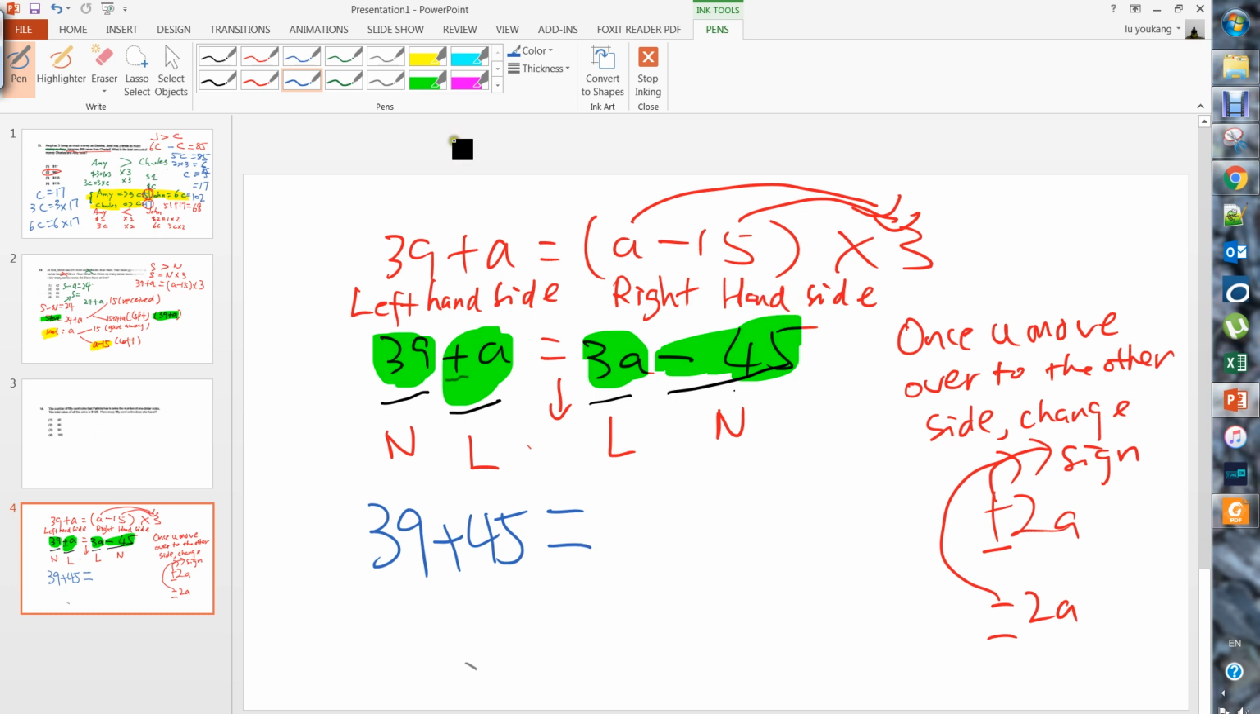So that means the 45 here is already no more, because you already moved. When you move, you need to change. Just now it was minus, so now it becomes plus. Very good. Now, do you want to move the 3A, or are you satisfied with 3A? No need. So just copy down. Okay, good.